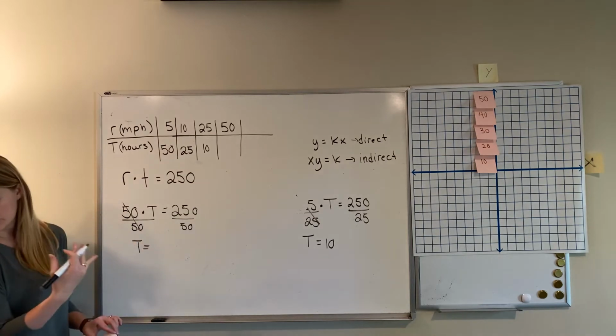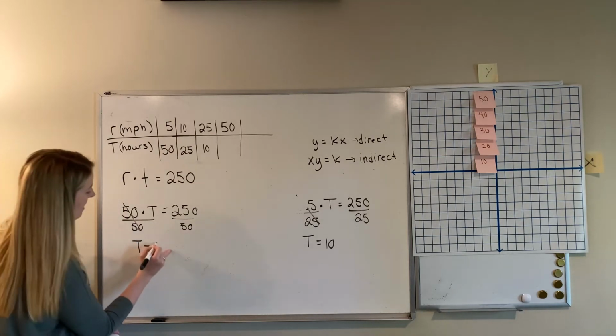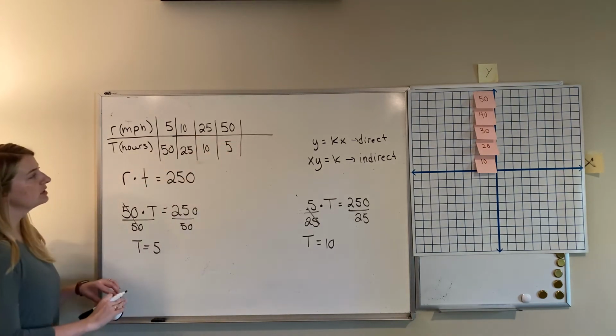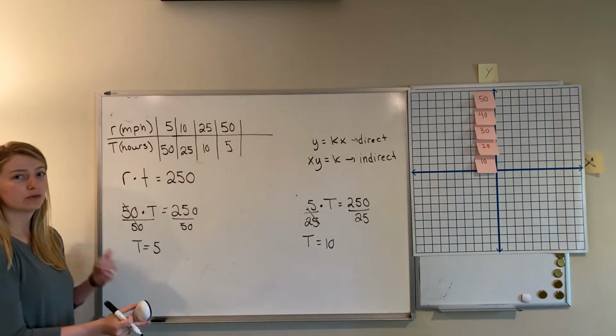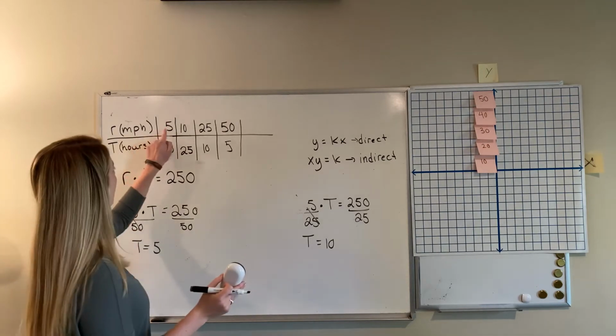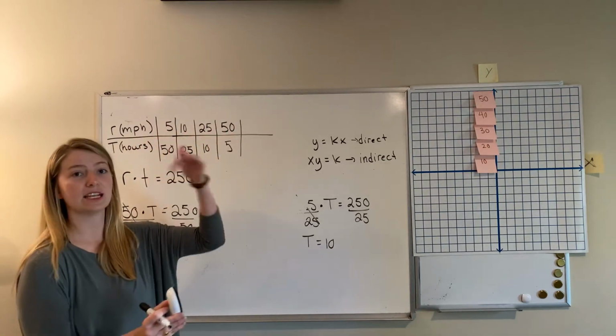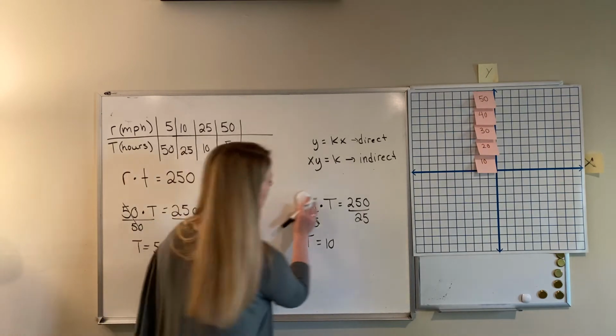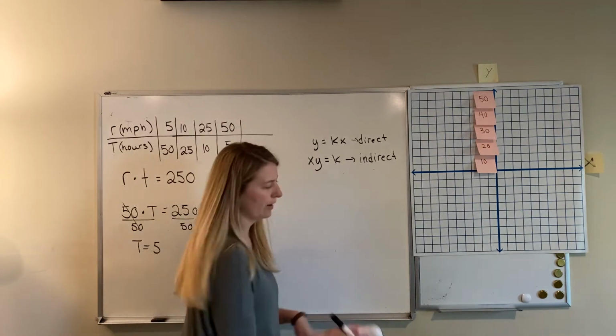T is now equal to what? T is equal to 5. This relationship is modeling our inverse relationship, that as our rate gets higher, so as it gets faster and faster, the time it takes gets slower and slower. So what would this look like if we were to graph it?